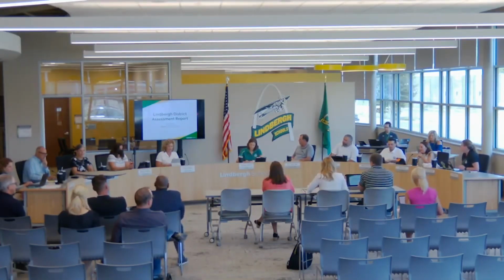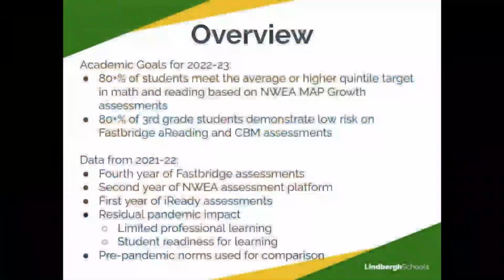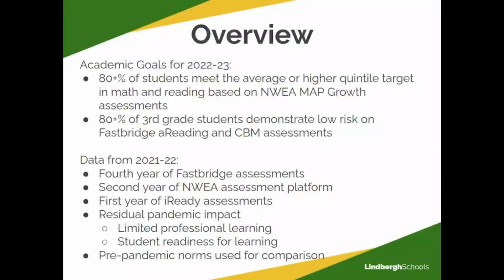If you go to the next slide, I really want to frame this by talking about how we look at this data as a baseline. As you know from our April workshop, talking about our Compass goals for this upcoming school year, we're really focusing on 80% or greater, and we don't want to limit ourselves to 80%, of students meeting the average or above average quintiles in our NWEA MAP Growth. We're also focusing on 3rd grade reading, ensuring that our kids are reading at proficient levels. So 80% plus of our 3rd grade students should be considered low risk, because that's the indicator on the assessment, in both FastBridge aReading and CBM assessments.